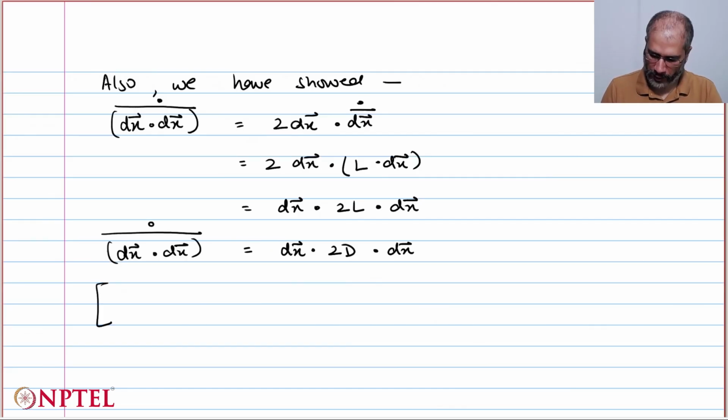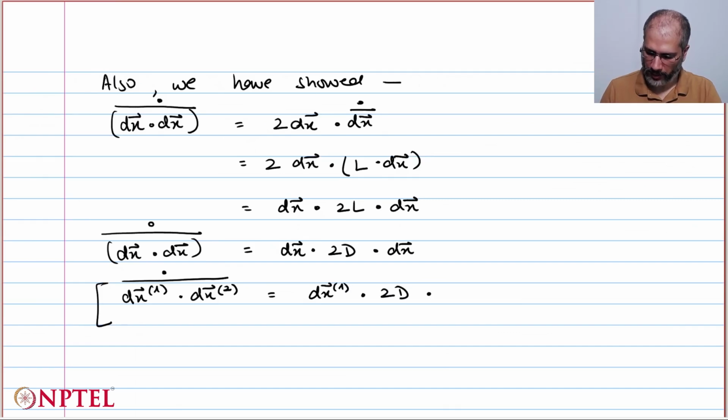In fact, we had shown a more general relationship earlier, where we showed that for the dot product between two vectors in the deformed configuration, the material derivative of that is small dx1 vector dotted with 2D dotted with small dx2 vector. So what we have shown, and we'll call this B, is a special case of that. This was just to recall the relations for completeness.